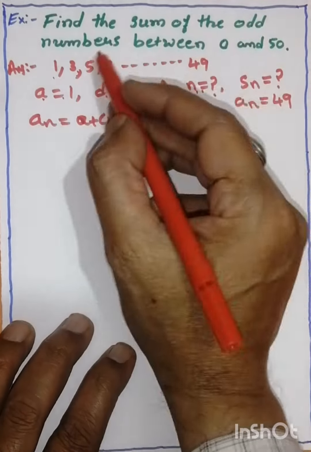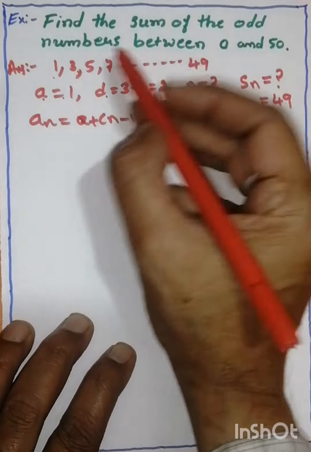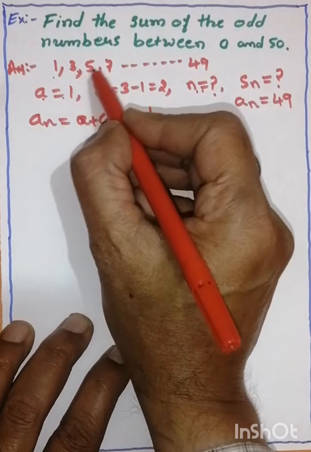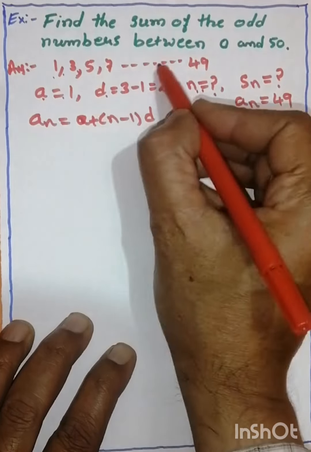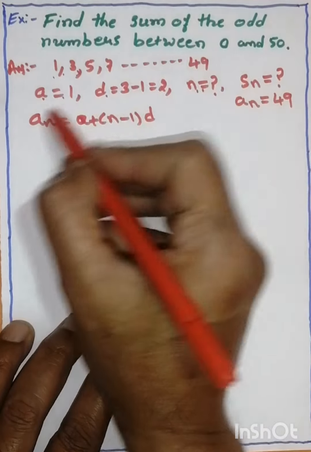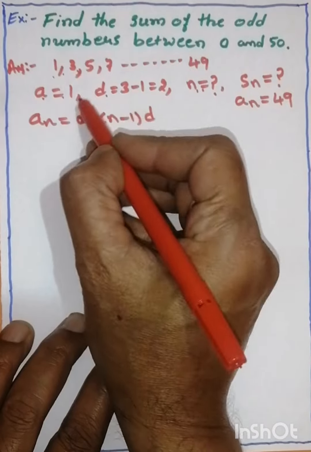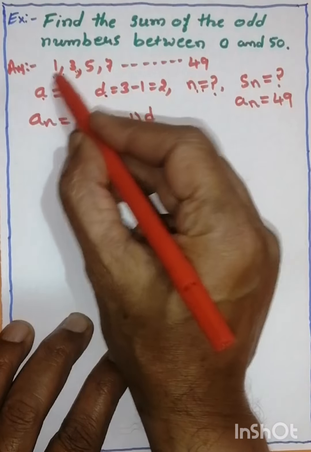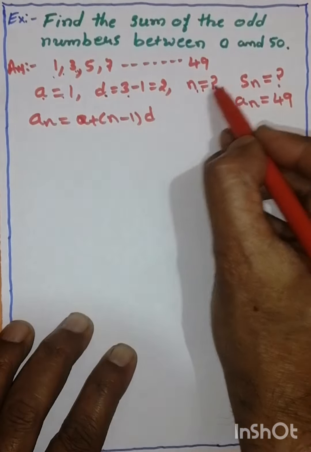Find the sum of the odd numbers between 0 and 50. The odd numbers between 0 and 50 are 1, 3, 5, 7, and so on, continuing up to 49. Here the first term a is 1 and the common difference d is 3 minus 1, which is equal to 2.